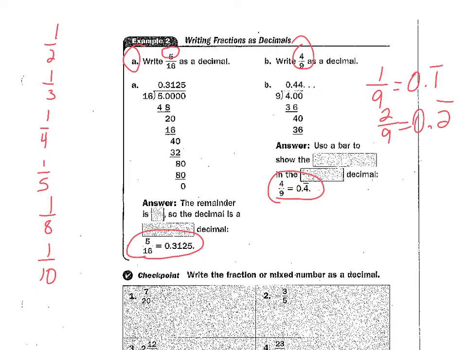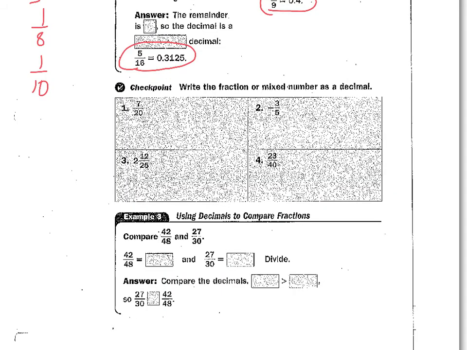But what about some of these problems that are a little bit easier? For example, 7 over 20, it says write the fraction or mixed number as a decimal. We can make this out of 100 simply by multiplying by 5 on the top and the bottom, and we get 35 over 100. That is read 35 hundredths. So you don't even need to divide on that one, but you can. Do 2, 3, and 4 for me.